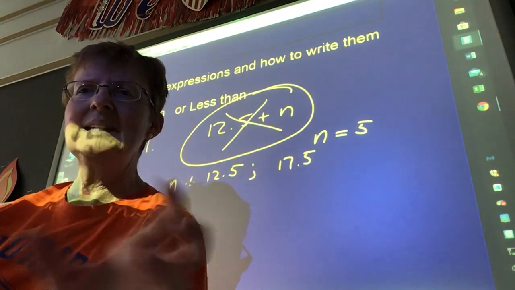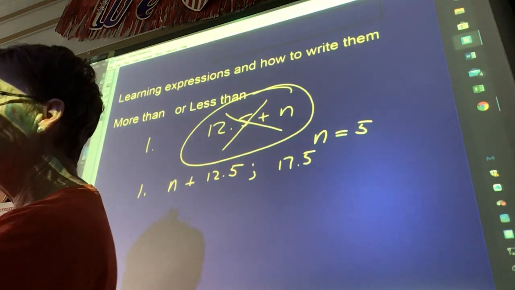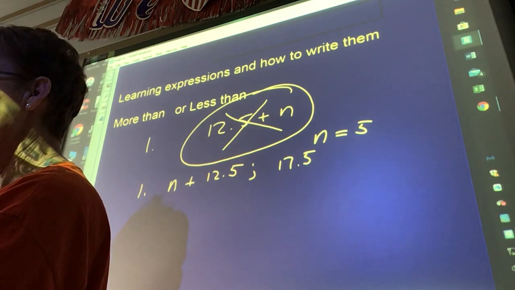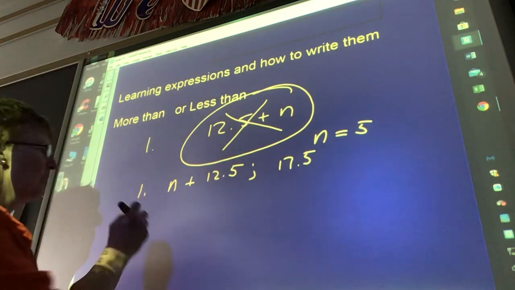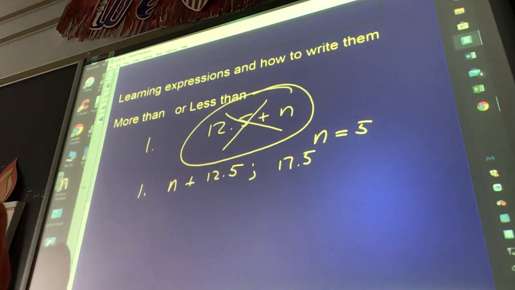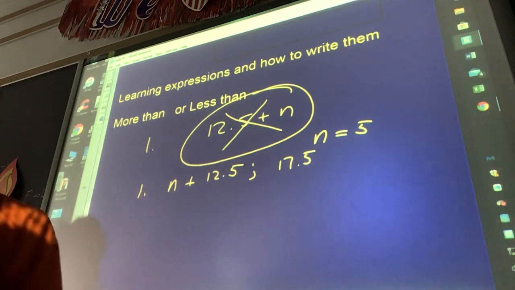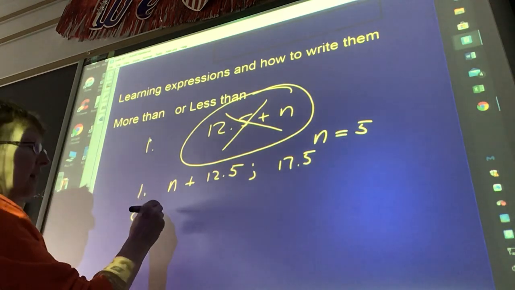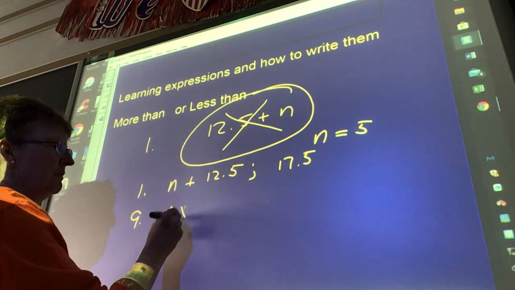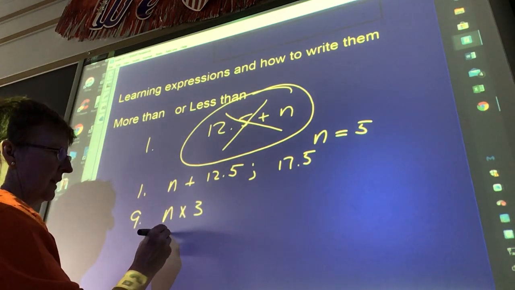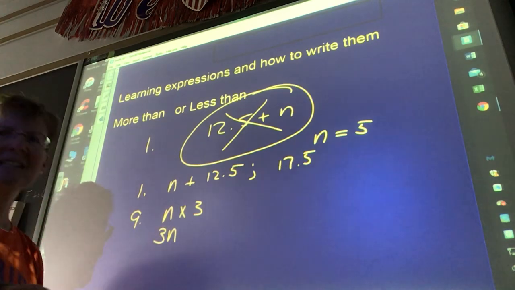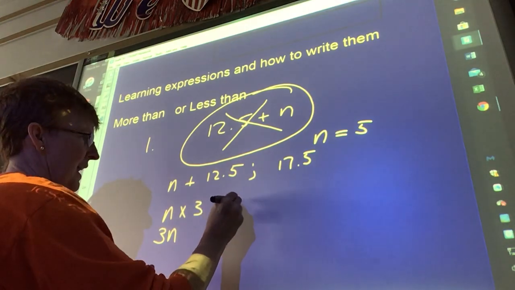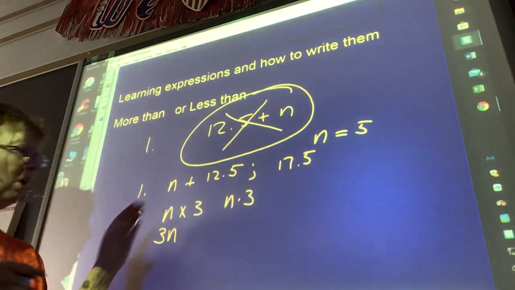So I see that less than, ding, ding, ding. Whatever comes after less than, I have to put first. So it says n multiplied by 3. So for number 9, we would have n times 3, or we could put 3n. That's the same as 3 times n when you put the number right next to it. You could actually also put n dot 3. But all of those mean the same thing.